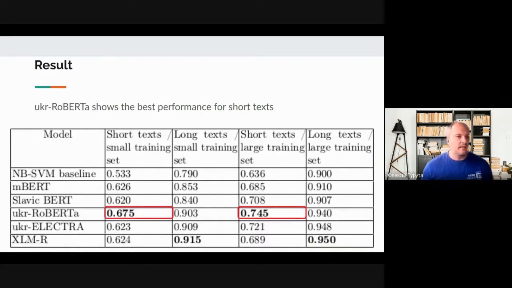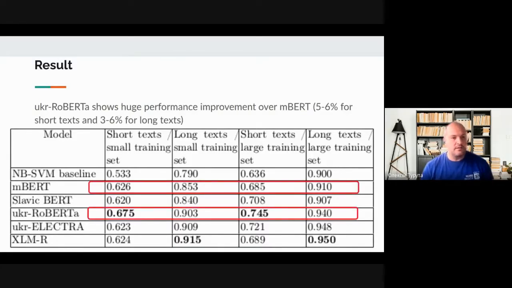The next result, RoBERTa provides the best performance for short text. So if we try to classify the source of news only based on short text, on the short part of the dataset, it provides a better result.